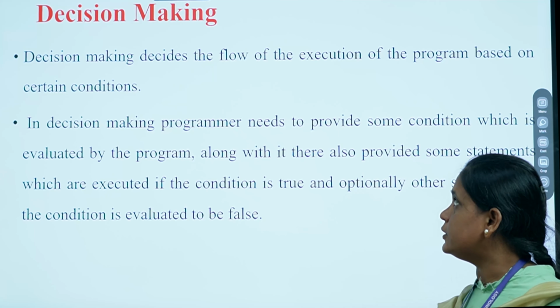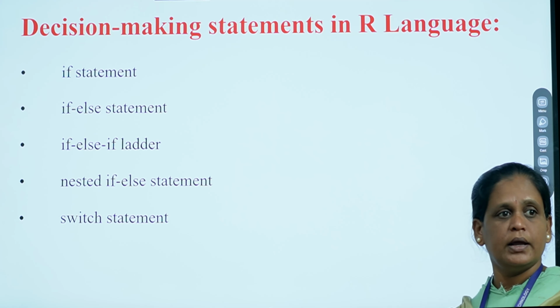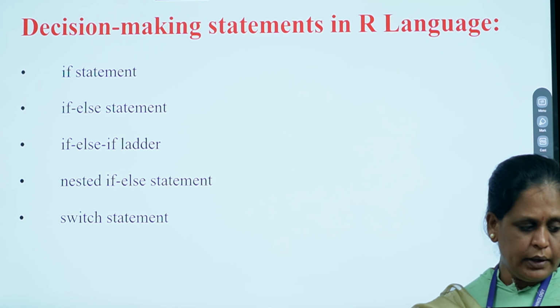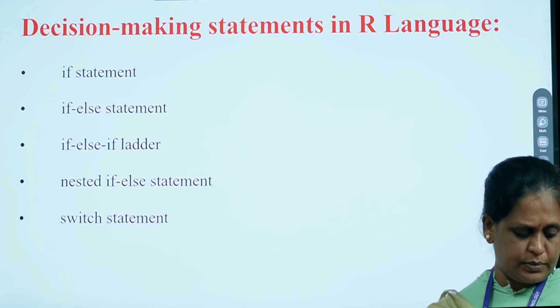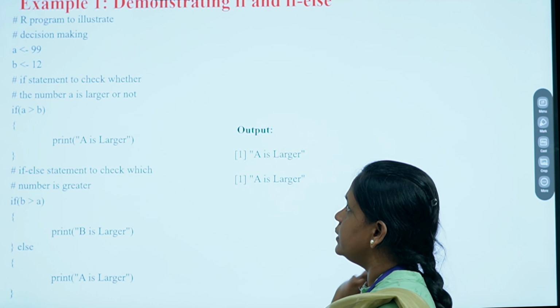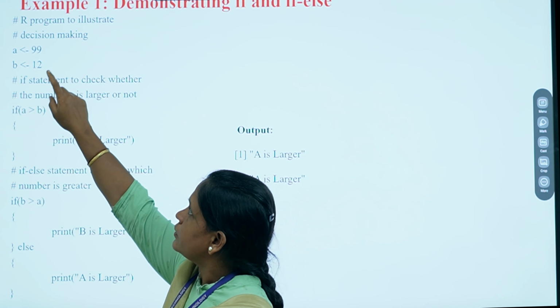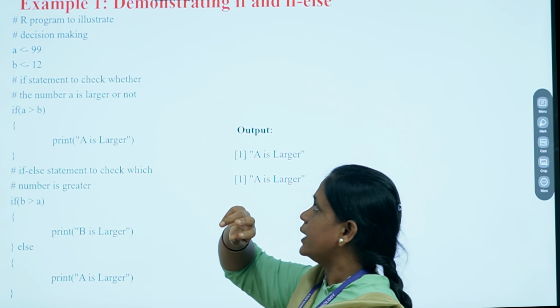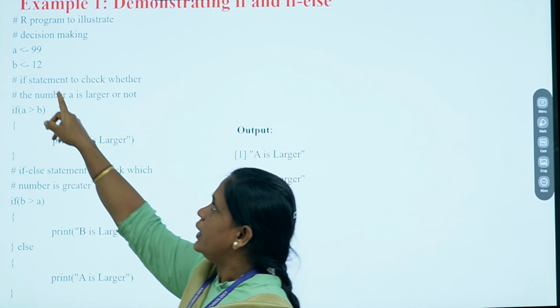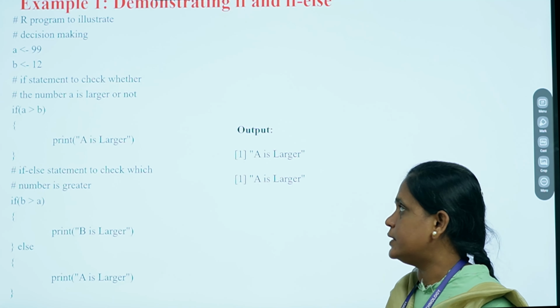Decision making: similar to other languages, we have decision making statements like the if statement, if else ladder, nested if else statement, and the switch statement. This is a simple program to demonstrate simple if and if else conditions. Here we assign two variables, A and B, with the values 99 and 12. So you're checking whether A is greater or not.